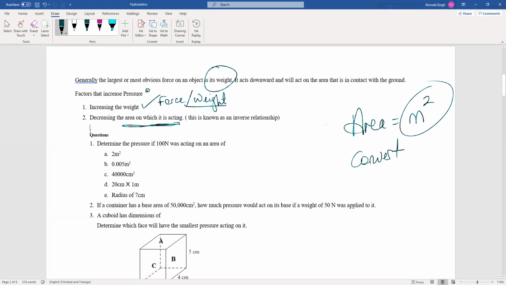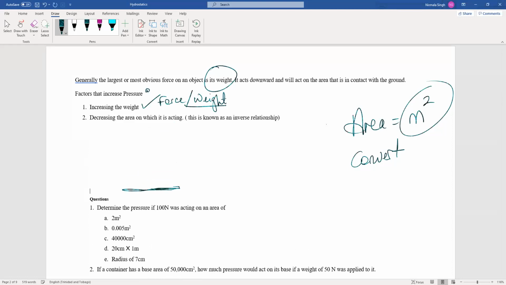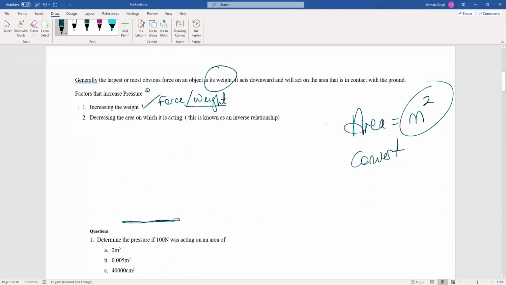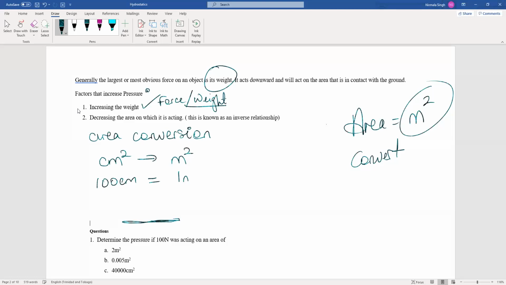All right, let's get a little bit of space. Remember, we would have done conversion, but that's to remind you. All right, so we want to do area conversion. Please write this down because you are going to get questions that are not in meters squared. All right, so I want to convert centimeters squared to meters squared. I know that there are 100 centimeters in 1 meter.